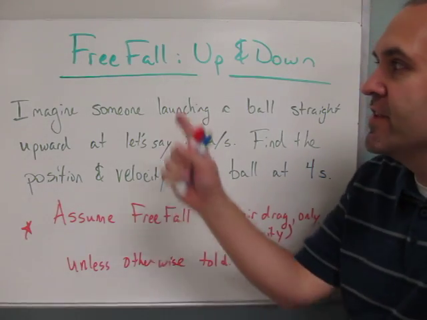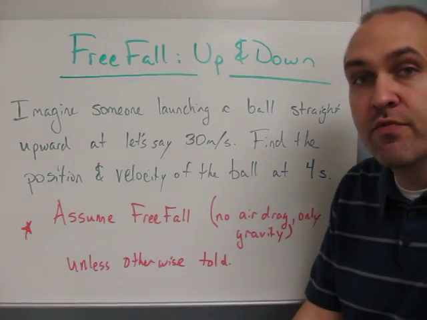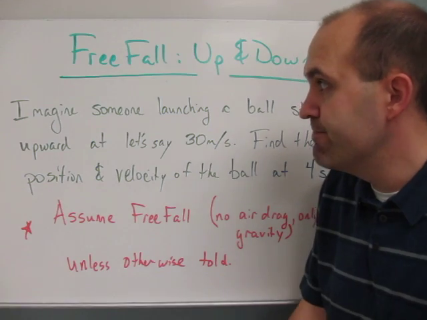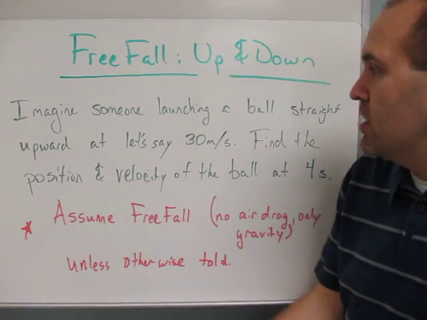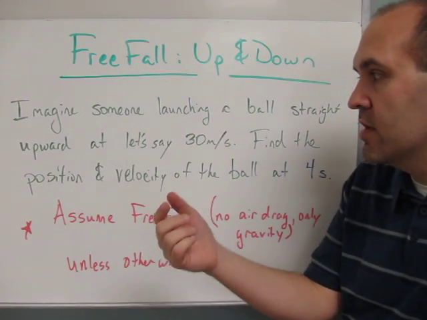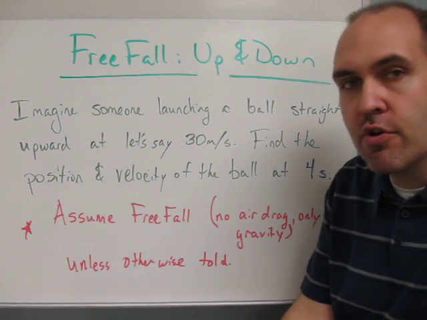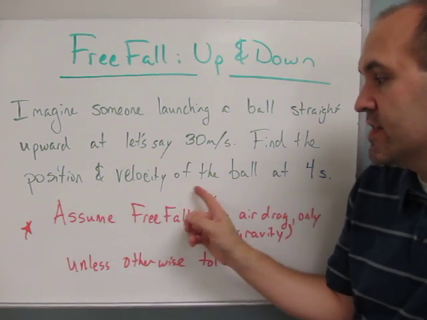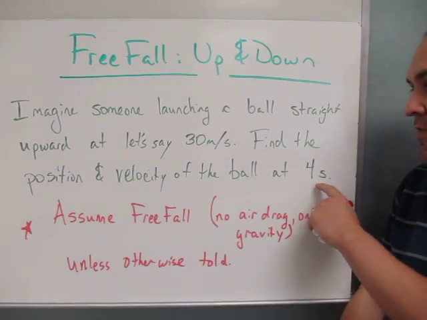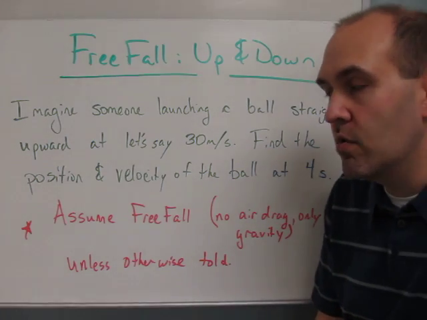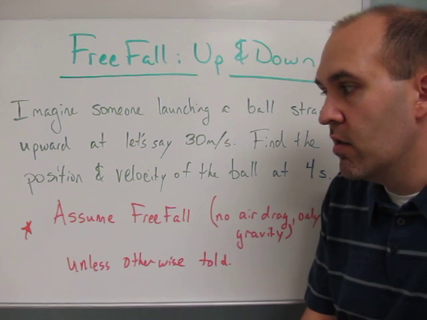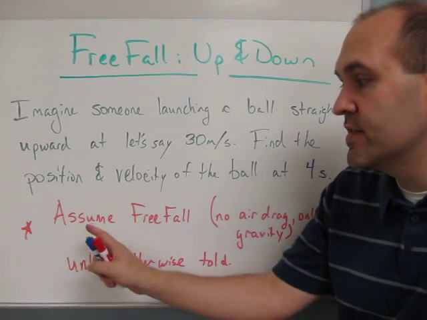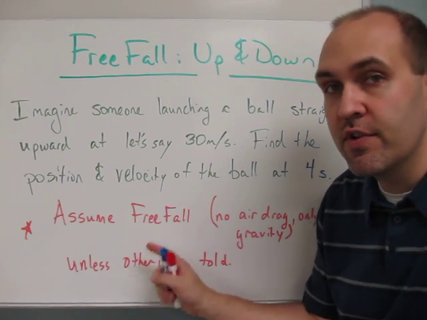Hi, this video is about free fall with objects moving up and down. Imagine someone launching a ball straight upward at, let's say, 30 meters per second. Find the position and the velocity of that ball at 4 seconds. That's our goal today. Now, in our class, it's safe to assume that the object is in free fall.